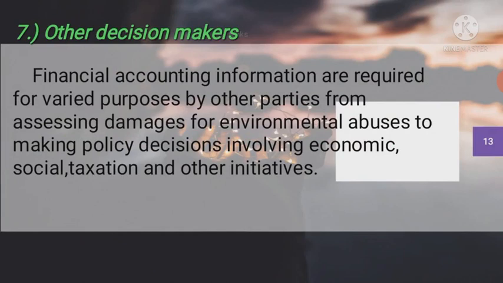Number 7, other decision makers. Financial accounting information is required for varied purposes by other parties, from assessing damages for environmental abuse to making policy decisions involving economic, social, taxation, and other initiatives.